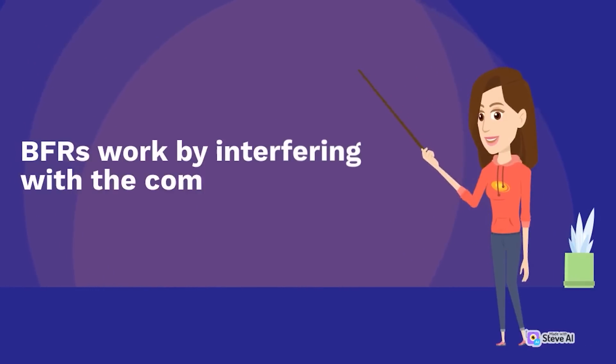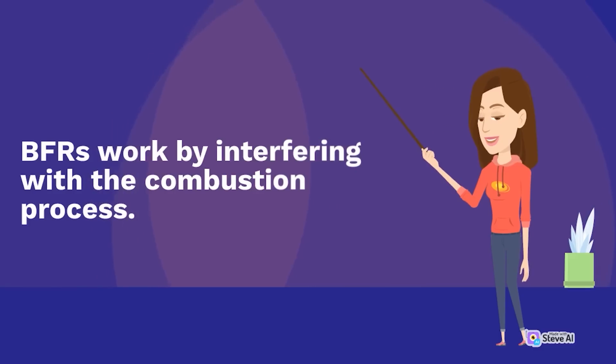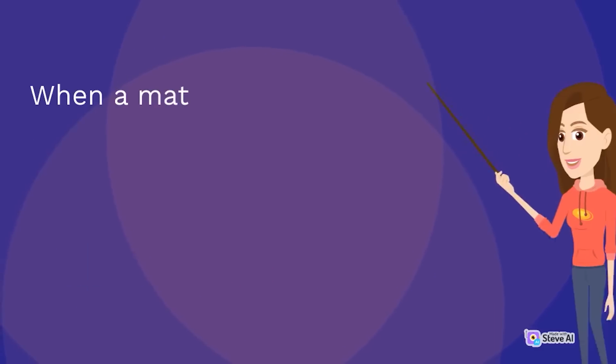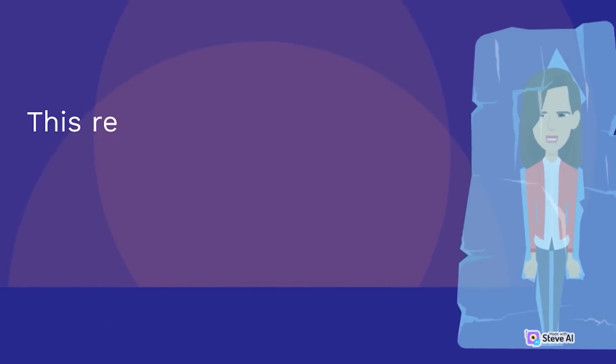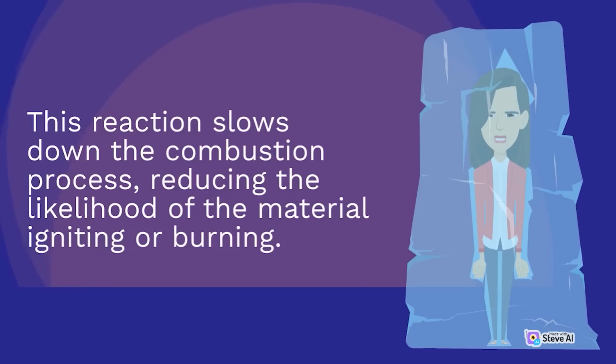BFRs work by interfering with the combustion process. When a material that contains BFRs is exposed to a flame, the BFRs release bromine atoms that react with the free radicals produced by the combustion process. This reaction slows down the combustion process, reducing the likelihood of the material igniting or burning.